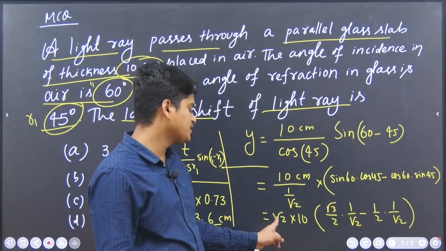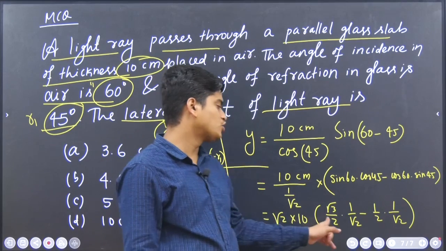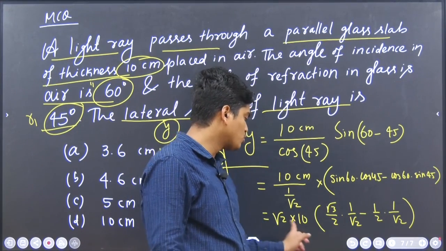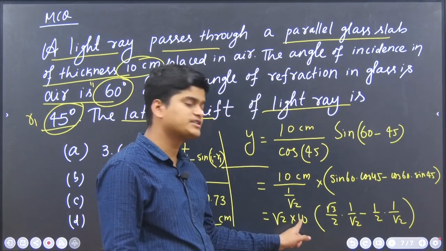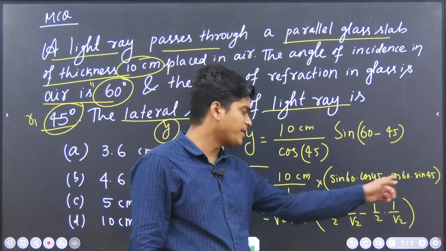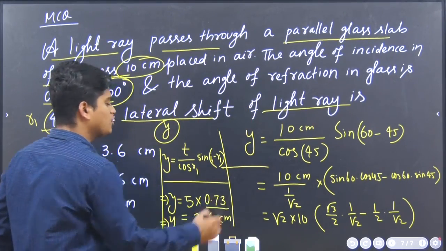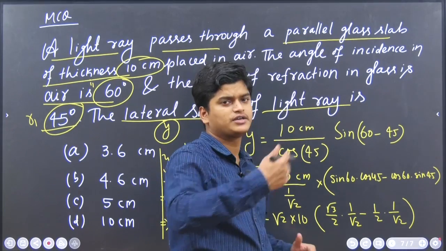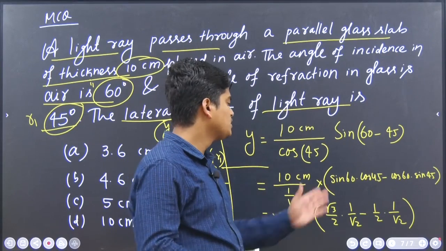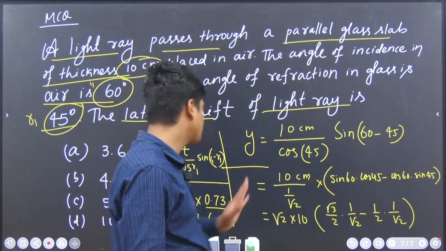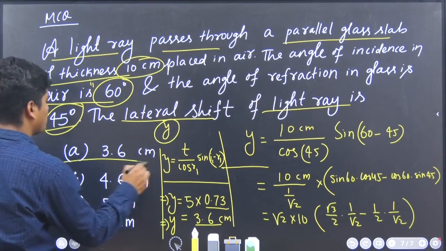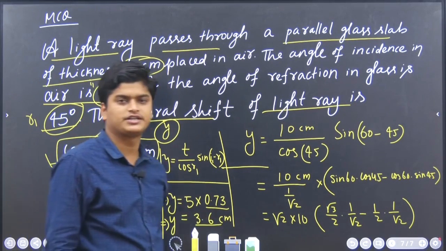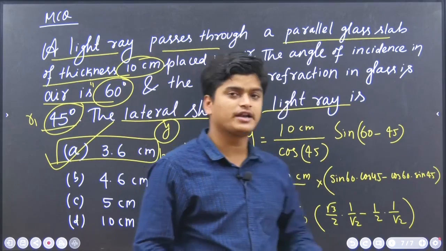Here we are taking the LCM, root 3 minus 1. Root 2 will get cancelled, and 2 will cancel 10 as 5. Now root 3 minus 1 is 0.73, because root 3 value is around 1.73 or 1.72, then minus 1, so that will become 0.73. So your answer will come around 3.6 centimeter. You can do the calculation and check this. So this is the way you can calculate here.